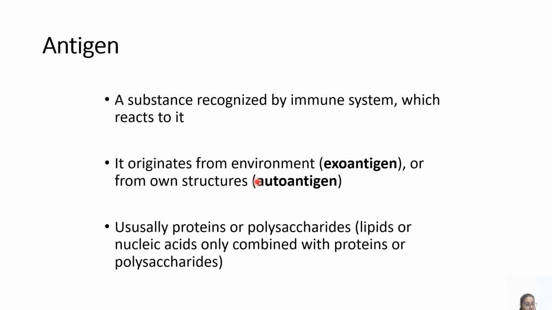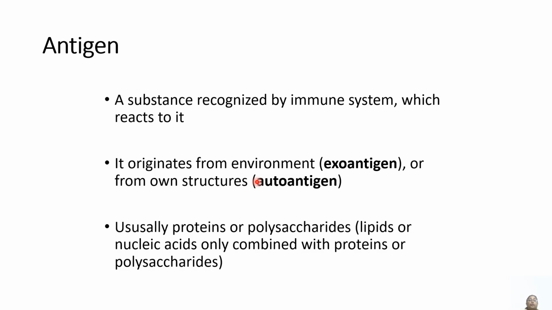So what is an antigen? An antigen is a substance foreign to us that is recognized by the immune system, and finally the immune system reacts to it. It can originate from the environment, in which case it is called an exoantigen, or it can originate from our own structures, an autoantigen. If our own immune system recognizes our own bodily substances as autoantigens, that can lead to a disaster, because that can lead to autoimmune disorders.